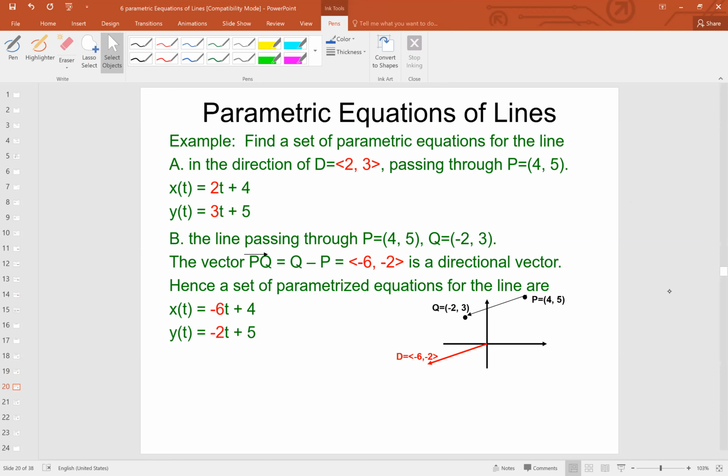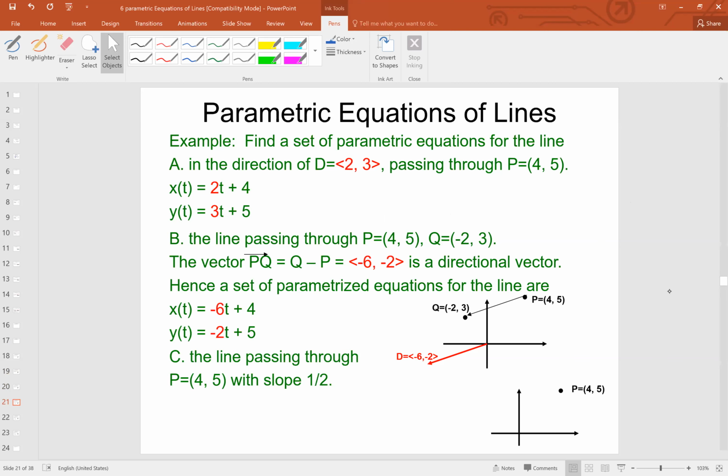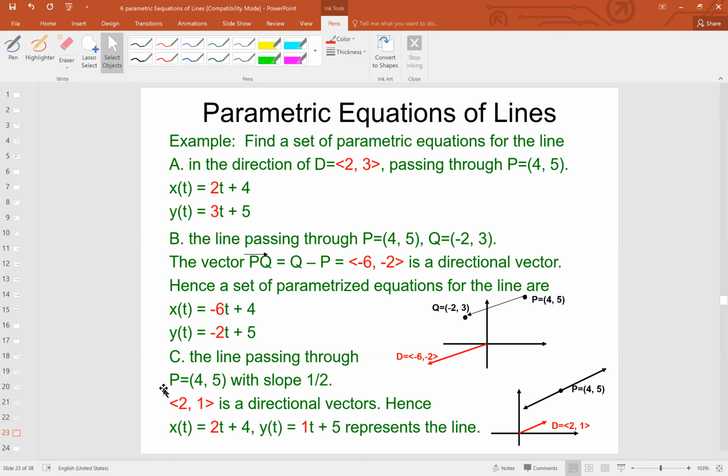Similarly, here is a line passing through 4, 5 with slope 1/2. This is an old problem, finding the equation of lines, but here's another version of it. I want a line with slope 1/2, and in particular I can just choose the direction vector 2, 1. That has slope 1/2, passing through the origin in standard position. All I have to do is multiply this vector by t, stretch it, and add it to the point P, move it.